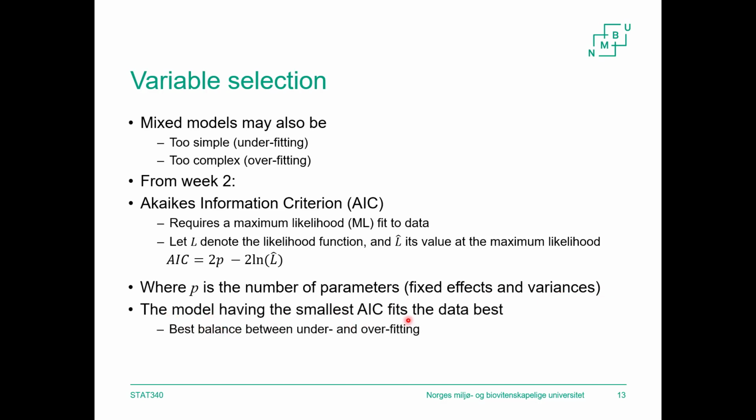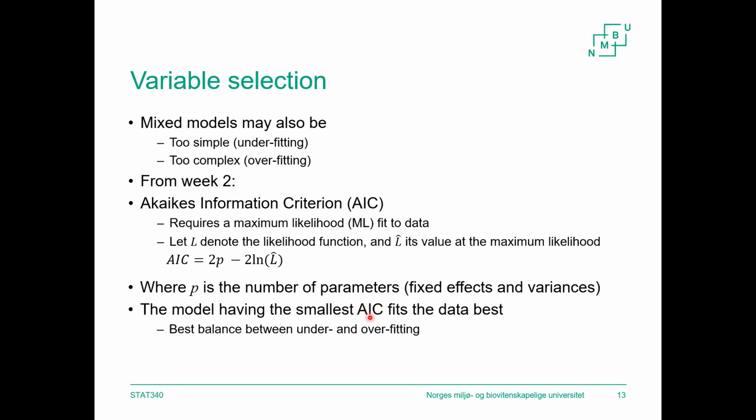And the model having the smallest AIC fits the data best. That's the rule. So if you want to compare models of different complexity, a simple, medium, complex model, and see which one of them fits the data best, this is one way of doing it. It gives you the best balance in some sense between under and overfitting. So the model getting the smallest AIC is the one to prefer if you use this.